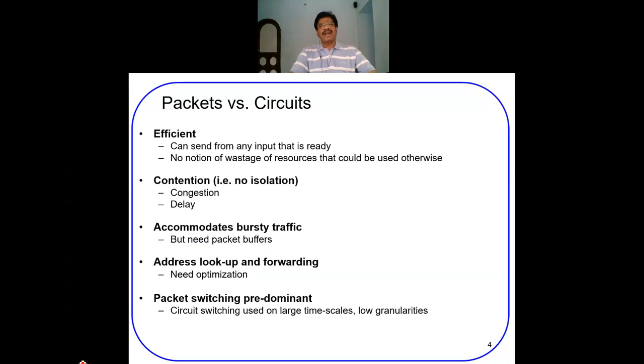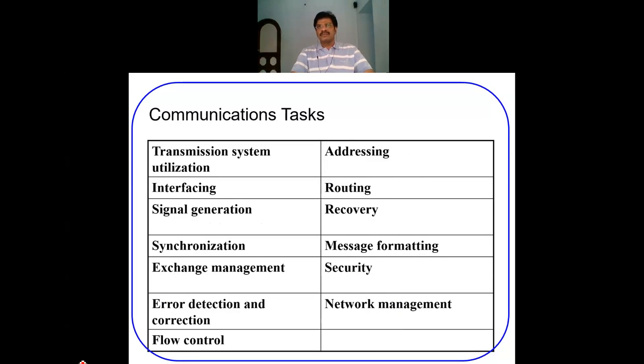The parameters associated with packet and circuit switching are efficiency, bursty traffic, and address lookup and forwarding. These are some of the constraints, or we can say the primitives, associated with packet switching. The entire packet switching for data networking provides us the specified communication tasks. The first important communication task is transmission system utilization. We have a specified communication media, we have a sender, we have a receiver.